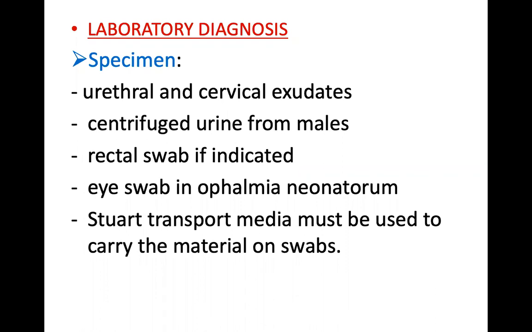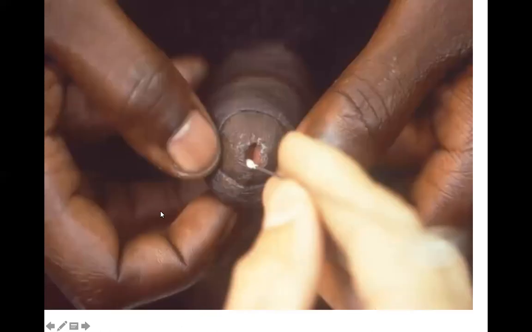If you're not able to get a urethral swab from the male, you can ask for a first voided urine specimen, which you'd need to centrifuge. For anorectal infections, a rectal swab, and an eye swab from the babies with ophthalmia neonatorum. A transport media to maintain viability of this specimen is Stuart transport media.